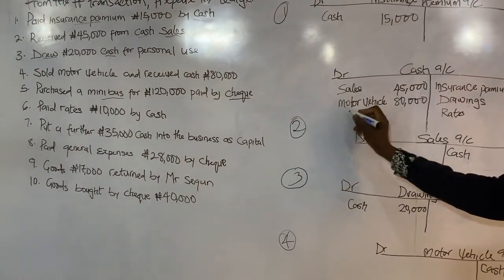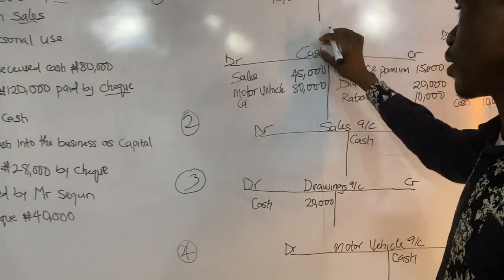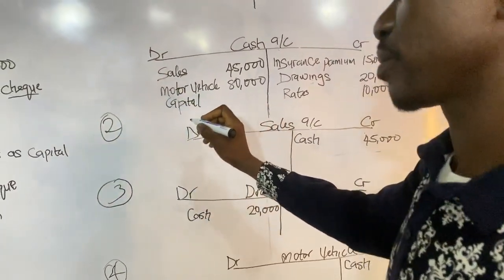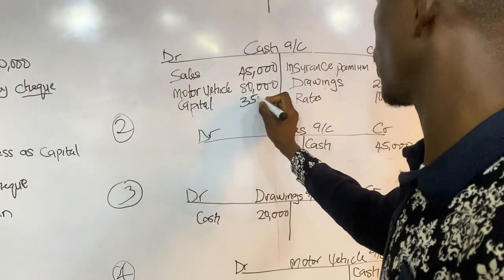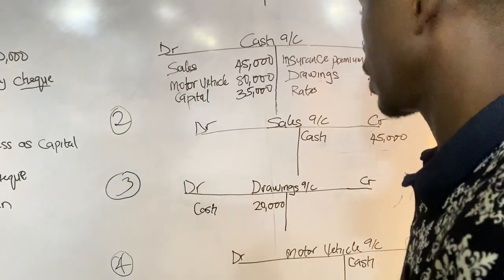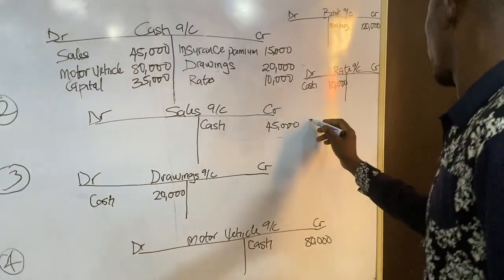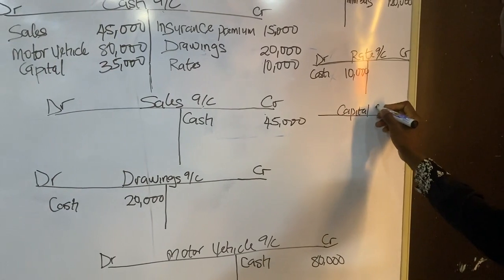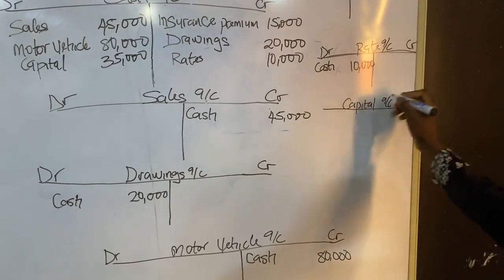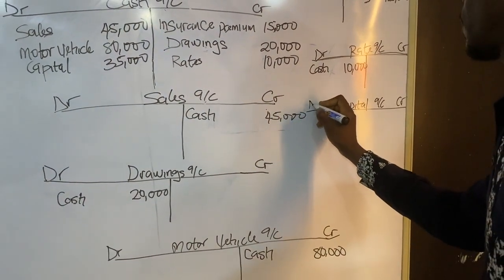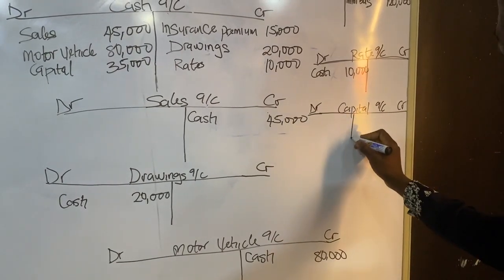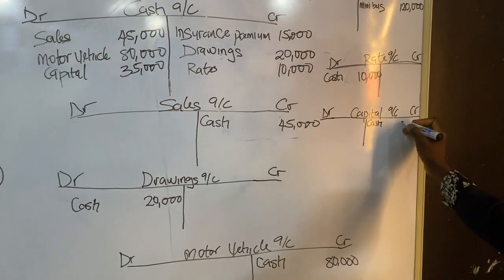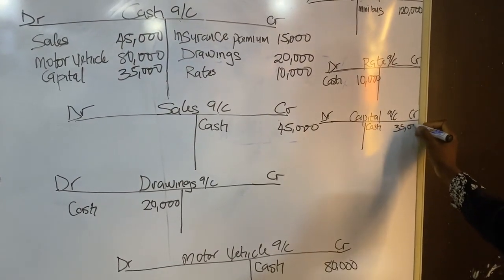So you come here, under this same cash account, capital, 35,000 naira. Then you open your capital account. The corresponding credit entry, cash, 35,000 naira.